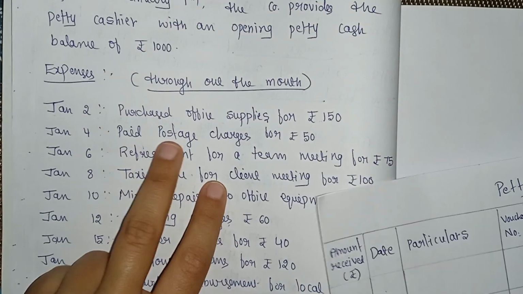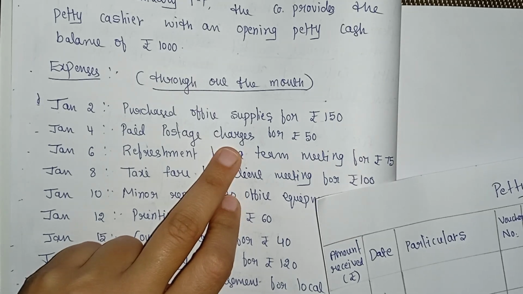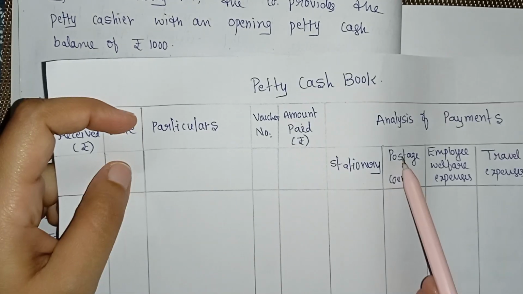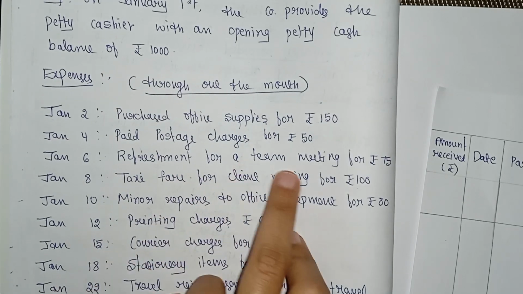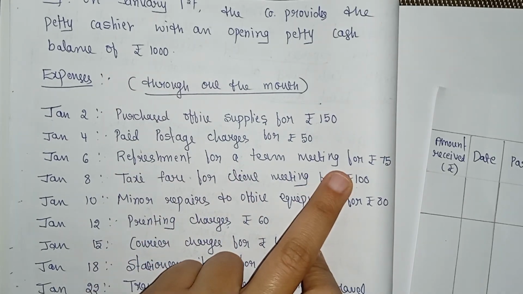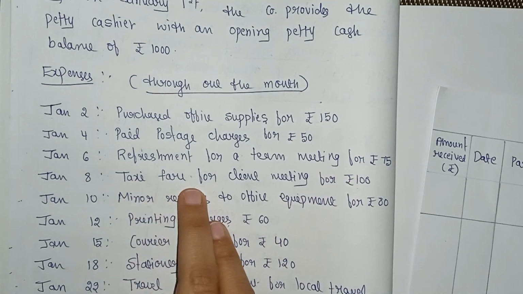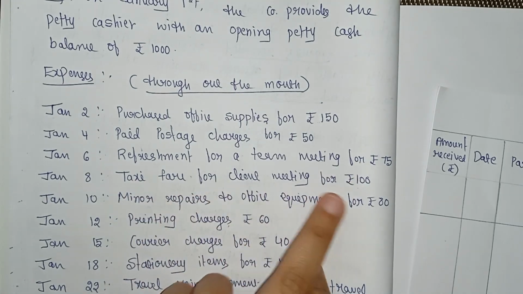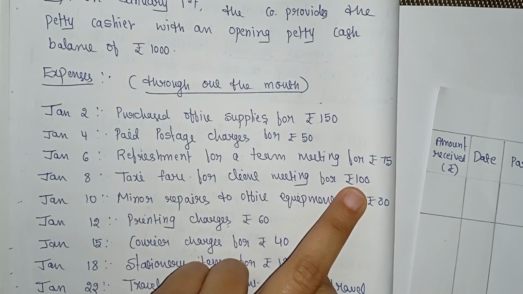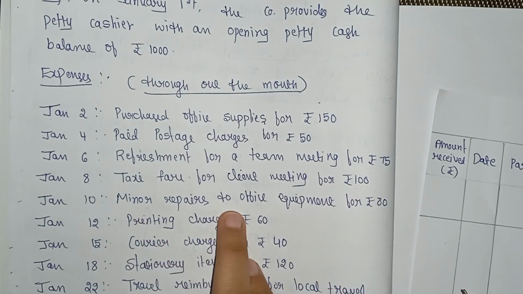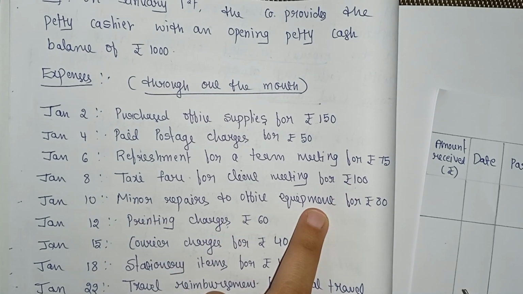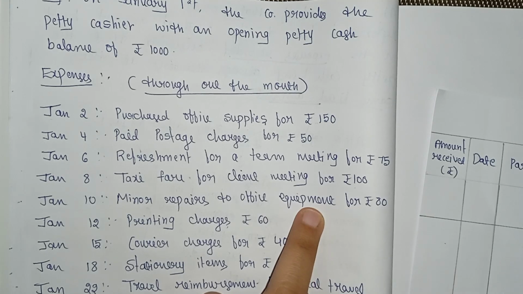And second one is paid postage charges. It falls under postage and courier category. Next one, refreshment for a team meeting. It falls under employee welfare expenses category. Next one, taxi fare for client meeting, that is rupees 100. It falls under travel expenses category. Next one, minor repairs to office equipment, under the category of repairs and maintenance.